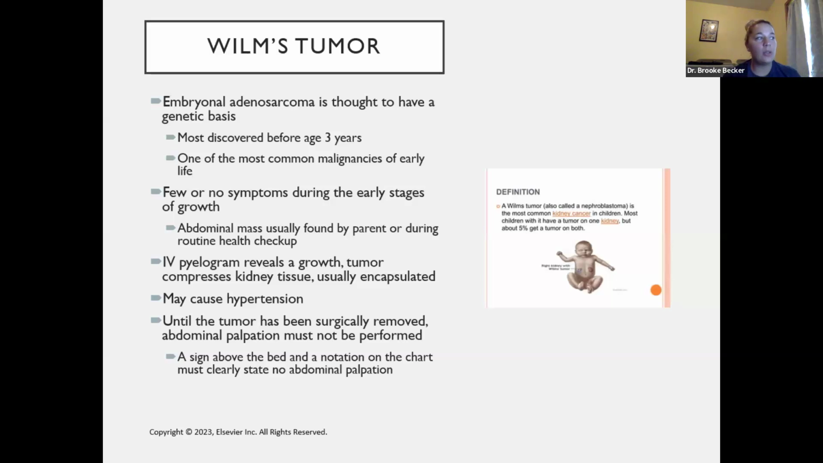They diagnose this with an IV pyelogram that looks at the growth of the tumor. It looks at the type of tissue that the tumor is. And also, most commonly that tumor is usually encapsulated, so it's totally closed around the kidney. Kids might have high blood pressure, but honestly, when I took care of kids on the floor with Wilms tumor, if their tumor was really, really large, they would have high blood pressure, but it was oftentimes kind of a late finding. Okay.